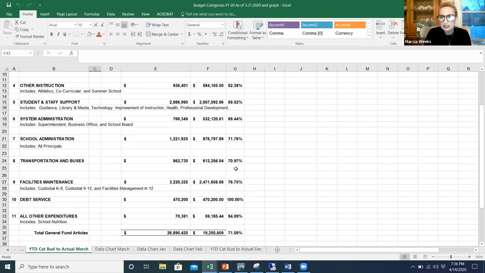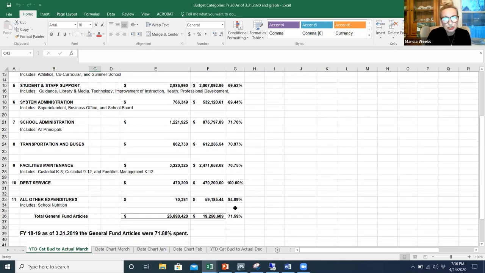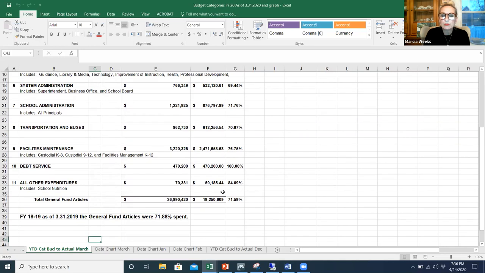Transportation and buses, 70.97%. Facilities maintenance, 76.75%. Our debt service, as we had pointed out, at 100%, and our school nutrition at 84.09%. And that one, we will expect to be 100% spent by the end of the year. I'm working with the school nutrition department right now to make sure that their expenses are absorbed in the budget that we have in the general fund for them, in addition to the transfer that we have.